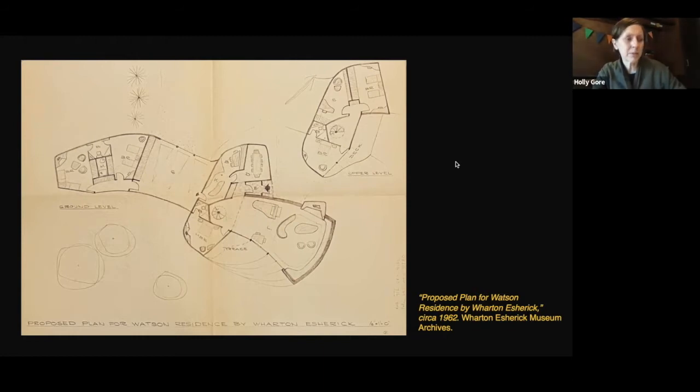Watson was planning to build a new home, and he thought it would be great if Morton Esherick could do a stairway and a fireplace for it. But as the two men got to know each other a little better, the plans grew in complexity until we arrived at what we're looking at here, which is a blueprint for an entire Esherick-built home that is filled with Esherick furniture. So kind of a total environment.